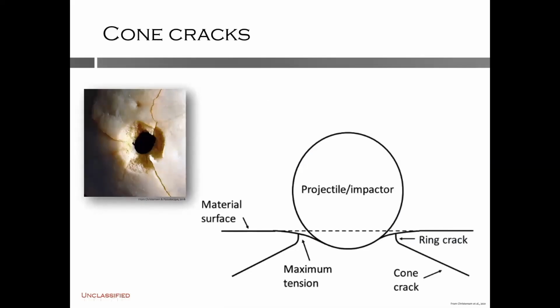Cone cracking has also been shown to be the mechanism responsible for this pattern in bone, and has also been found to be associated with low velocity projectiles and even blunt impacts. A schematic of cone crack formation is shown here on the right.